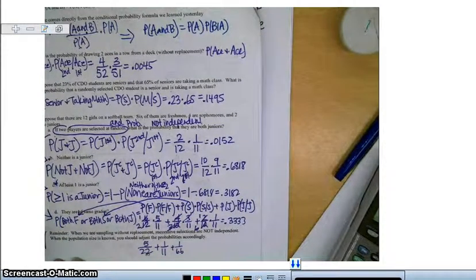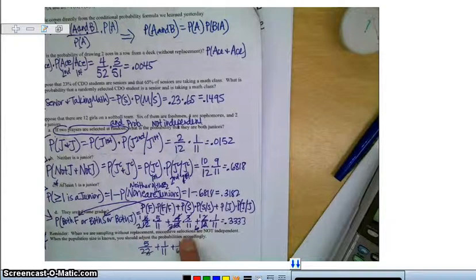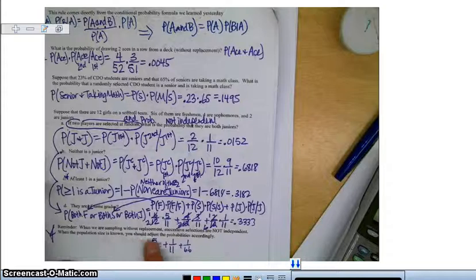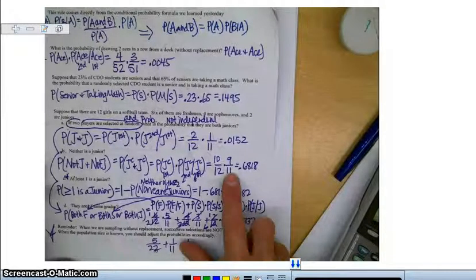So, when sampling without replacement, successive selections are not independent. When the population size is known, you should adjust the probabilities accordingly. That's what we did when we reduced the bottom by 1 each time.